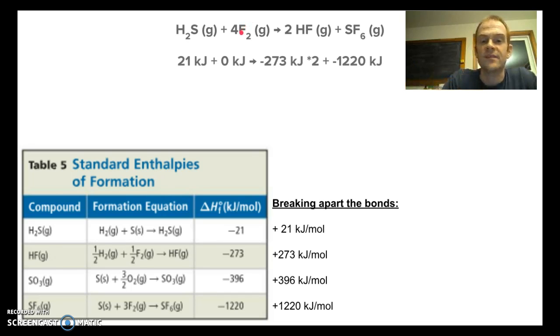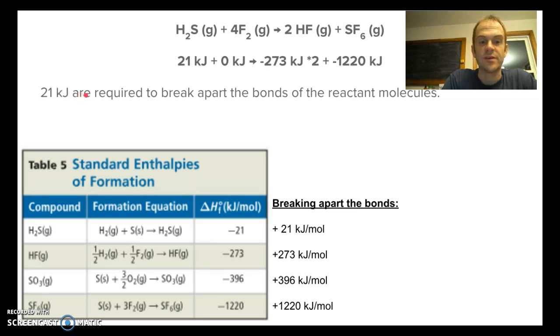And then one thing that's worth noting, we don't see anything about fluorine, but any diatomic element, so hydrogen, oxygen, fluorine, bromine, iodine, nitrogen, chlorine, those almost always have no change in energy when we make those. So that's why I have a 0 here. I could look that up on a table and find that value, but just trust me that that's why it's 0. And so I figure out that there are 21 kilojoules that are required to break apart the bonds of the reactant molecules. That's this part here.